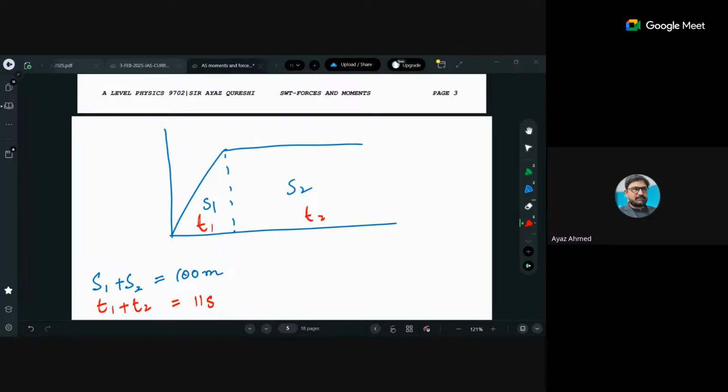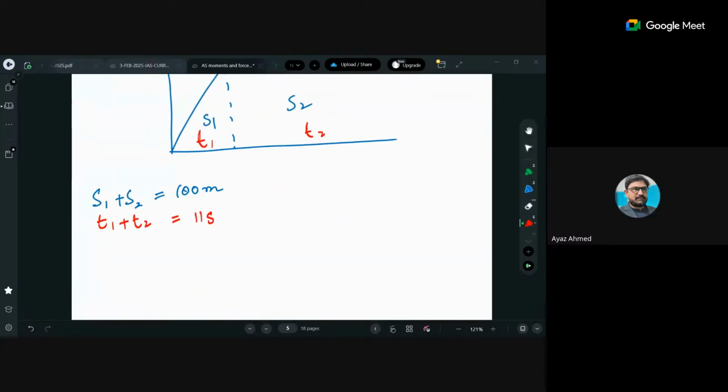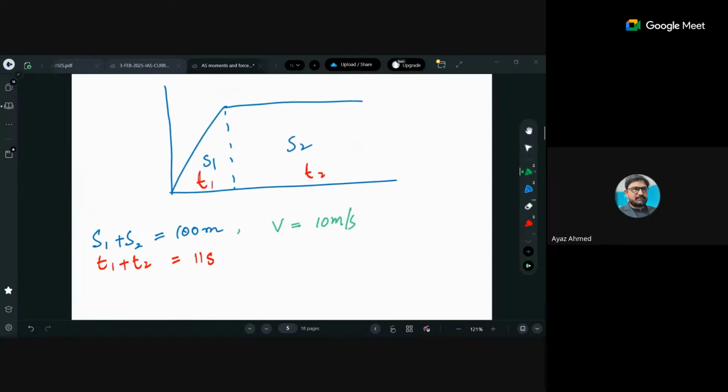Is it? Do you understand it? Yes, this is the information. This is the only information. And the final speed, the top speed, is equal to 10 meters per second, and this is the speed here. It means this runner has traveled this distance in time t2, at constant speed, and this is basically equal to total time minus t1. Am I right?